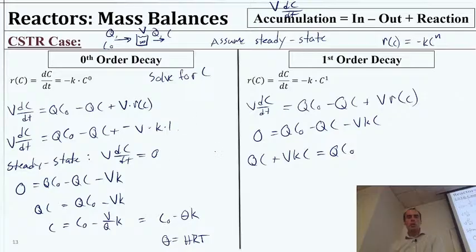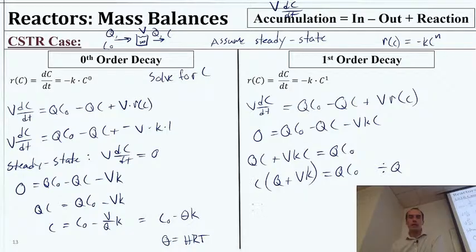So we'll go ahead and solve for C here. We notice that we've got two terms with C in it. So I'm going to get them on one side by adding them to both sides of the equation, and I'll factor out the C. C times Q plus VK equals Q C naught. Now, one thing that you might notice is we could have divided everything by Q to simplify things a little bit. Maybe we'll go ahead and do that. We'll just divide everything by Q here. Could have done that in a previous step.